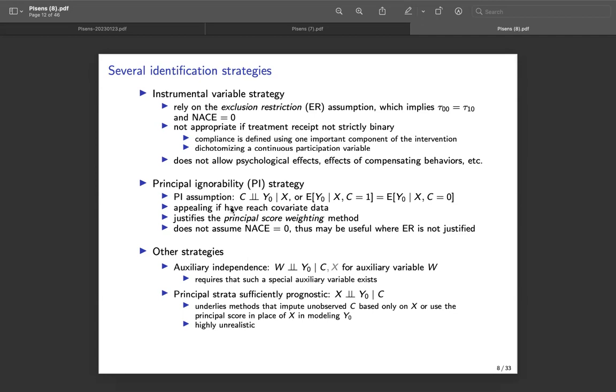I have even seen a data set where, when you don't assume that the NACE is 0 in the principal stratification analysis, it looks like the NACE is larger than the CACE. But if you assume that the NACE is 0, suddenly the CACE seems very big. So yeah, I think exclusion restriction is great when it makes sense that it holds.